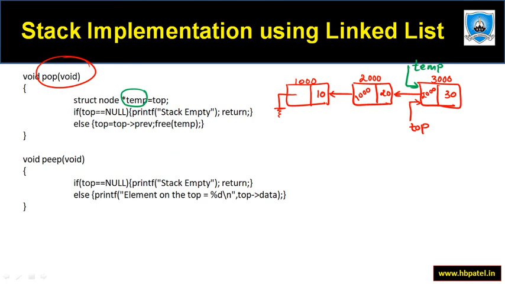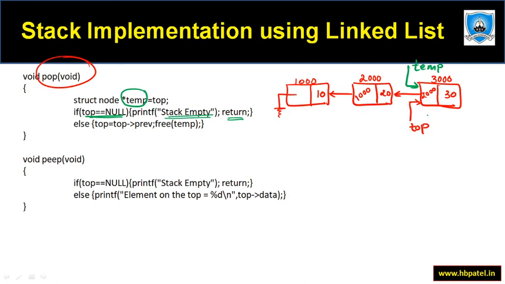Now we are checking if top equal to null, because if the stack is empty you cannot pop. So if it is null, you can simply display the message stack is empty and return. But if it is not, what are you going to do?